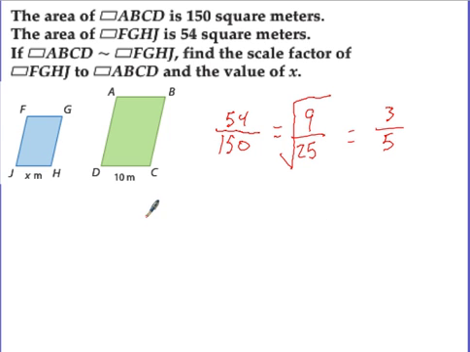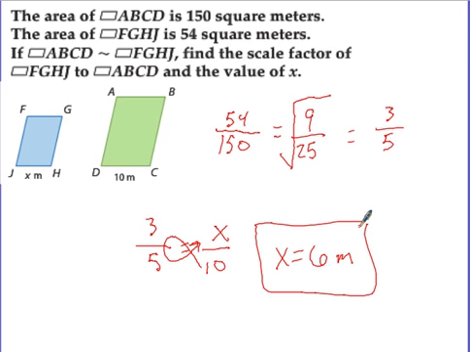And now I can use 3 over 5 equals x over 10. 10 times 3 divided by 5, x is 6. 6 meters. So we're able to work the process backwards to find the missing side lengths. That's all we're doing.